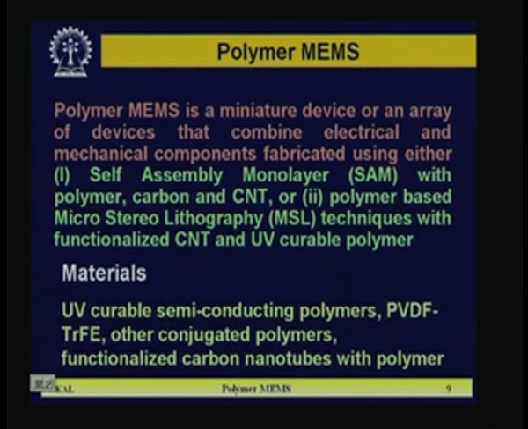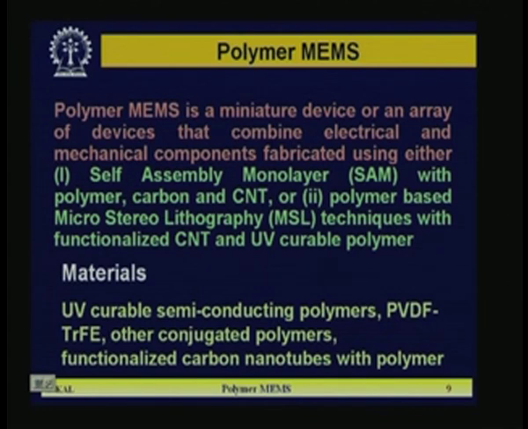Microstereolithography I already discussed in the micromachining lectures. Again I will give you some information on that. And along with MSL, we combine the CNT and UV curable polymer. You have to have certain polymer which can be cured using ultraviolet radiation. So, materials we use for getting those MEMS are PVDF, TRFE and other conjugated polymers, functionalized carbon nanotubes with polymers. So, these are some of the material issues which we have to properly build up and develop the technology for getting those materials.